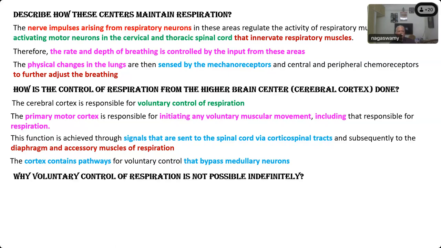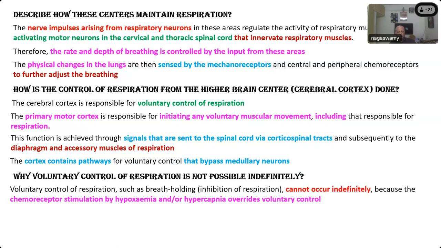Now, why is voluntary control of respiration not possible indefinitely? You have answered already. Voluntary control of respiration, such as breath holding, cannot occur indefinitely because chemoreceptor stimulation by hypoxemia or hypercapnia overrides voluntary control. So it is more by hypercapnia rather than by hypoxia. The hypercapnic stimulus is stronger compared to the hypoxic stimulus.